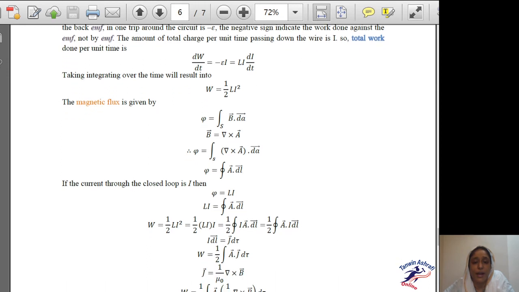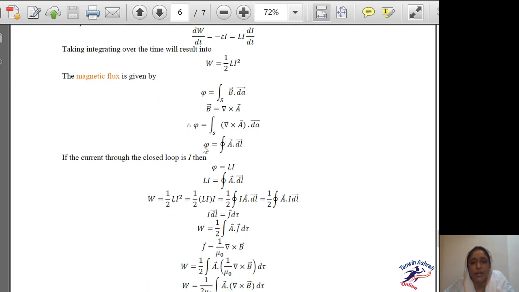Now, when we apply Stokes theorem, we have the flux phi equal to the integration over a closed path of A dot dl. If the current through the closed loop is I, then phi will be L times I, and we substitute this value, L times I, in the above equation. L times I is equal to the integration over a closed path of A dot dl.